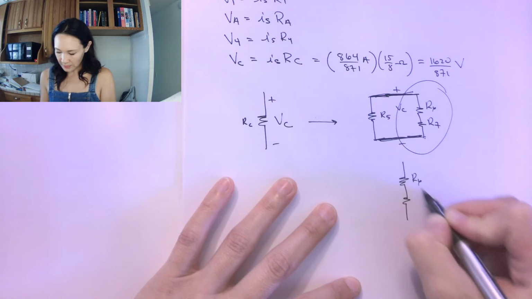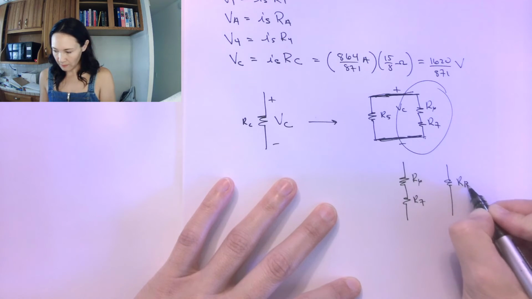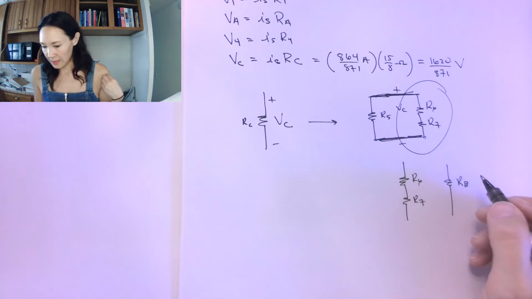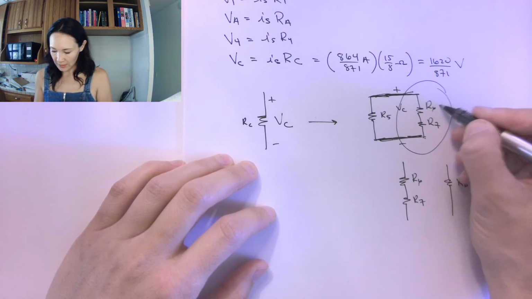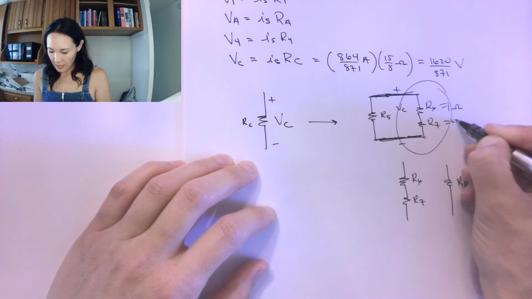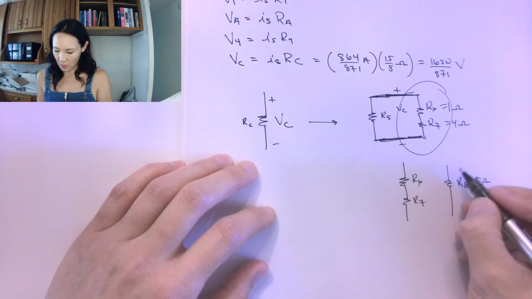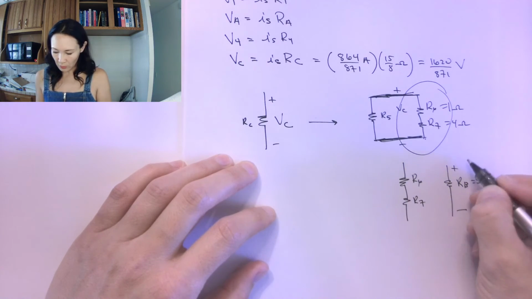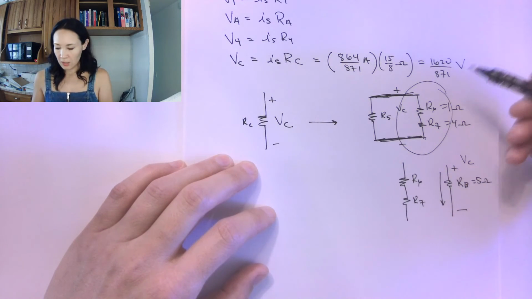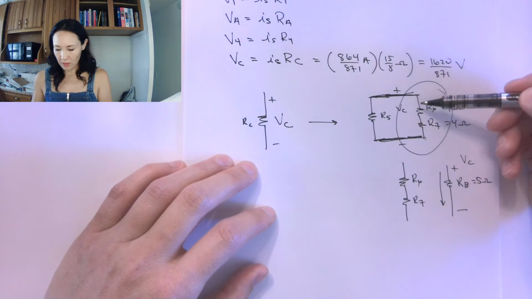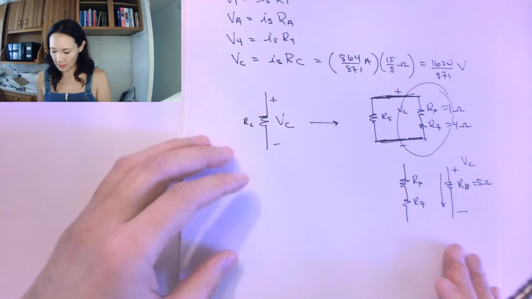Okay, so here we have our R6 and R7, which we replaced with that RB, right? And we said that our RB was just 5 ohms because we just added our 1 ohm and our 4 ohm resistors together. So if we know that this is 5 ohms, and we know the voltage drop across here is VC, we can find the current that takes this branch. The current that goes through R6 is the same current that goes through R7 since these are in series.